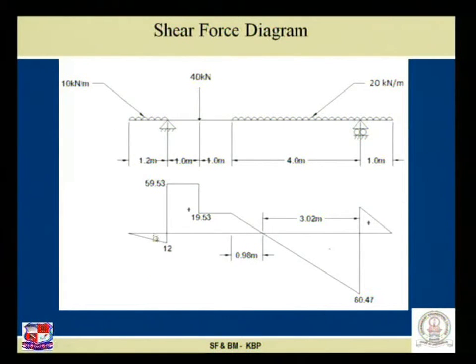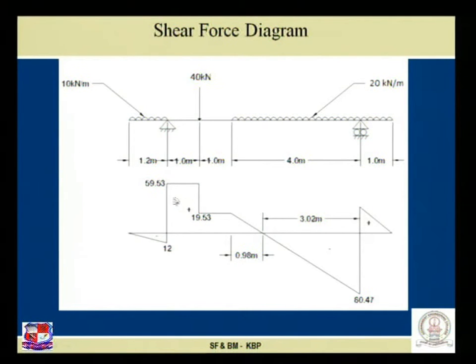See the figure over here. Between this point and this point there is no load, so the variation of shear force is given by a horizontal straight line. Whatever the value of shear force over here remains the same over here, just left of the 40 kilonewton. But when I just cross this 40 kilonewton on the right hand side, then I have to take care of the 40 kilonewton.